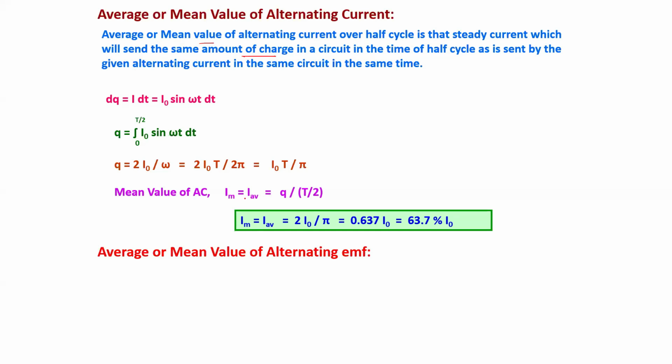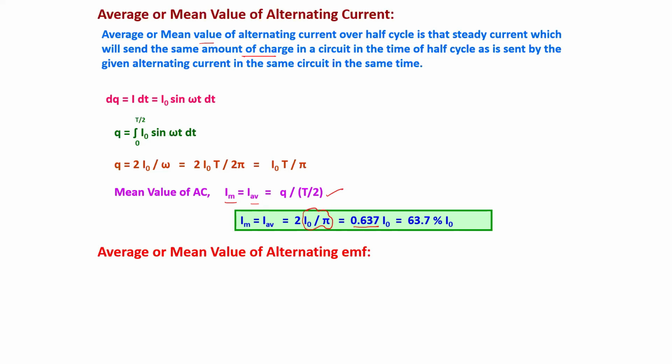The mean value can be written as I average or else I m. The average value is equal to Q divided by T over T. In terms of current, it can be written as 2 I naught divided by pi, or else 2 over pi times I naught is equal to 0.637 I naught. In terms of percentage, it can be written as 63.7% of I naught.